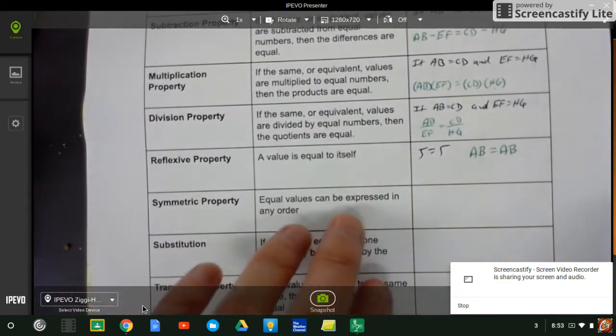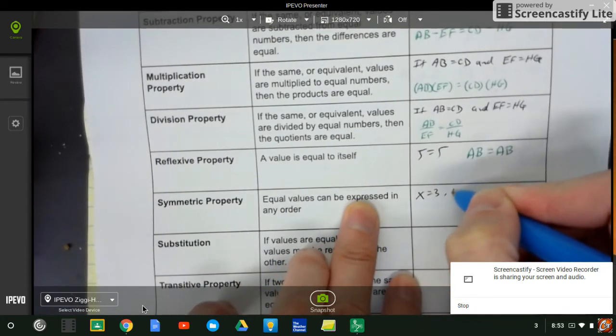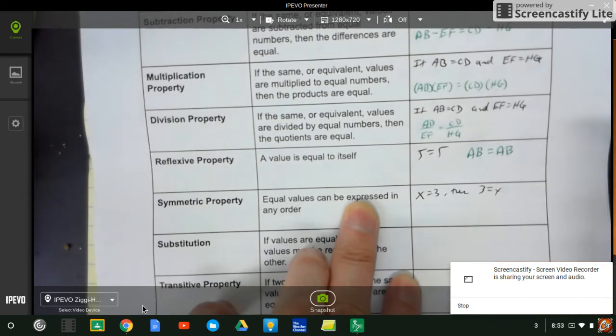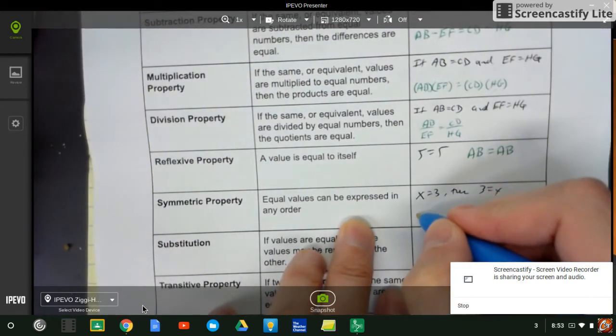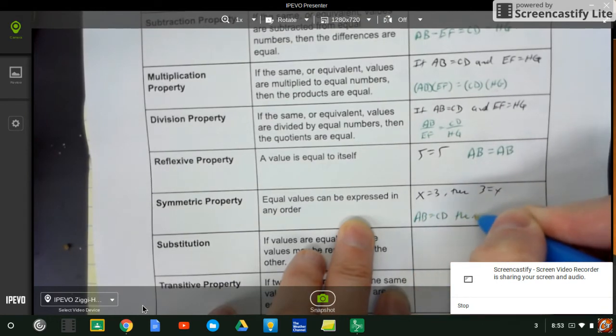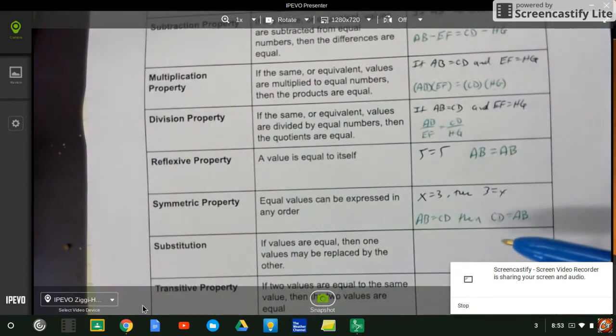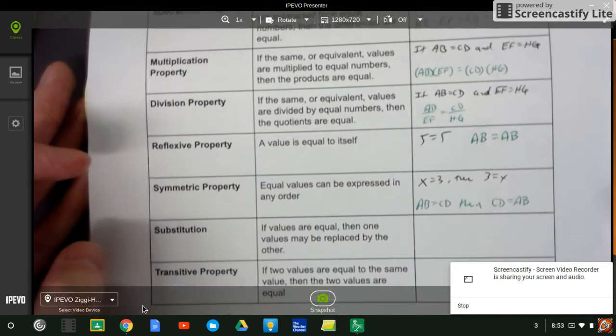Symmetric property: that allows me to write things in either order. Just like if you had x equals 3, then 3 equals x. You know that from algebra. It works the same in geometry. If AB equals CD, then CD also equals AB. And sometimes we just want to turn things around like that to make it easier to see later on. That one really doesn't get used that much.